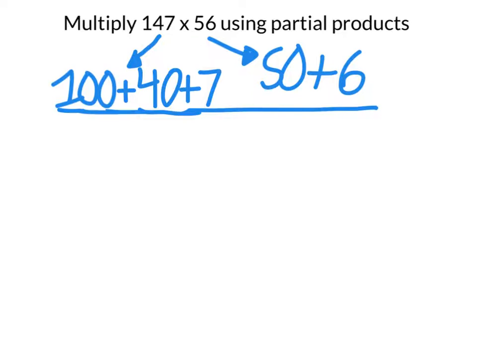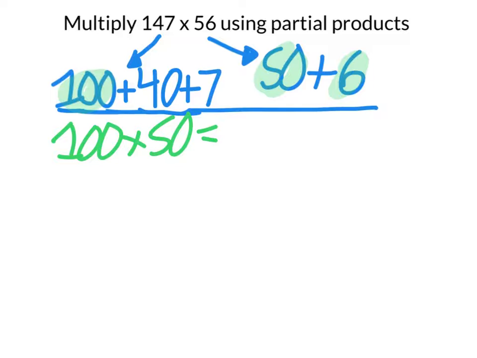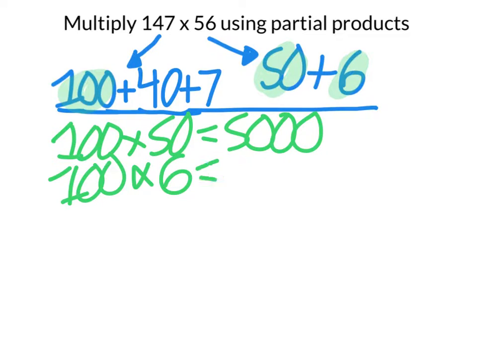So, just like we did previously, we're going to want to multiply the 100 by the 50 and the 6. So we know that 100 times 50: 1 times 5 is 5, but now we have 3 zeros, so we add those 3 zeros to the end. And then we have 100 times 6, meaning that the 6 is 100 times bigger, so it's 600.